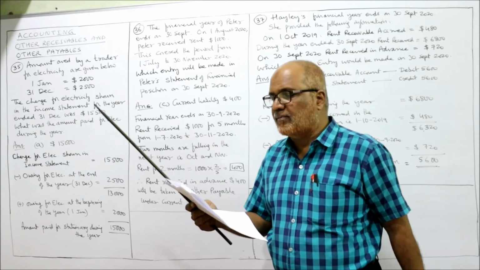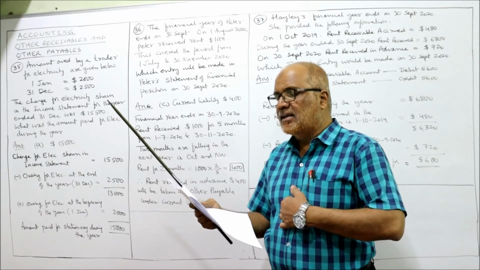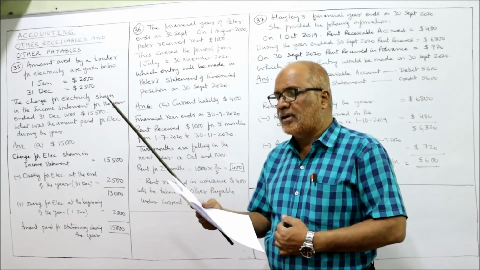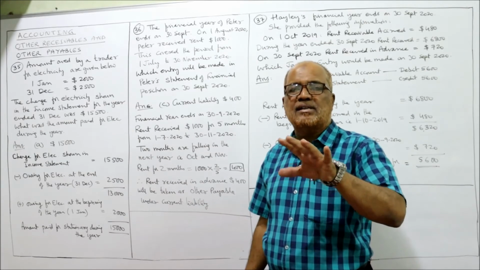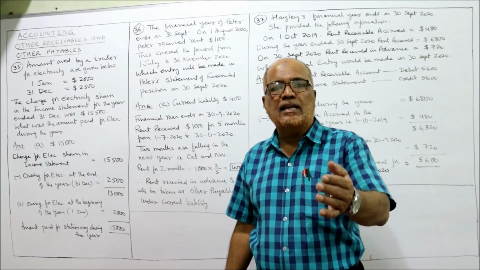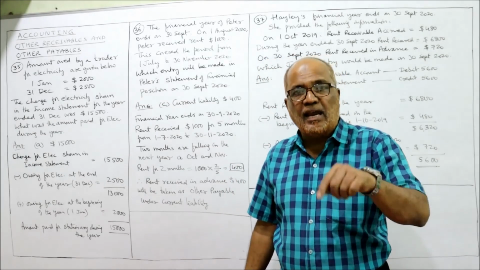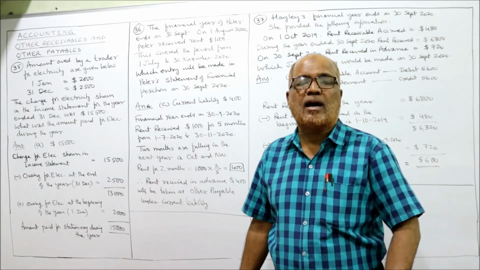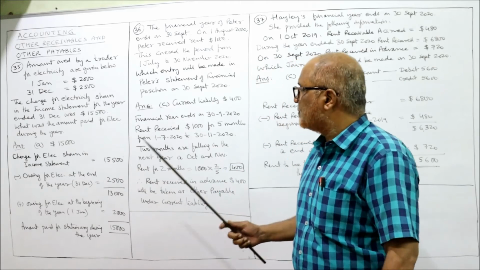So 4 options are given. A, current asset 400. B, current asset 500. C, current liability 400. D, current liability 500. So first of all, you decide whether it is a current asset or current liability. It's a current liability because it's an income received in advance. When income is received in advance, it is called a current liability. The rent is received in advance.